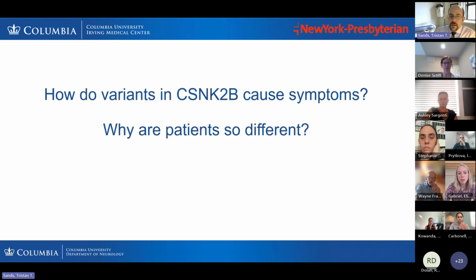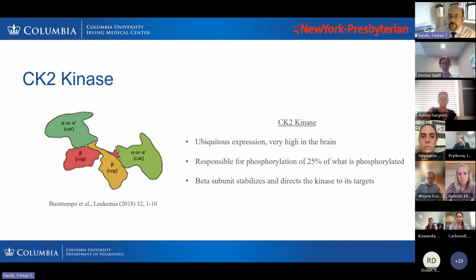So we don't know how variants in CSNK2B cause disease, and we don't know why patients are so different from one another. But as an introduction to the talks that are coming, CSNK2B encodes something called CK2 beta. It's the beta subunit of a kinase.